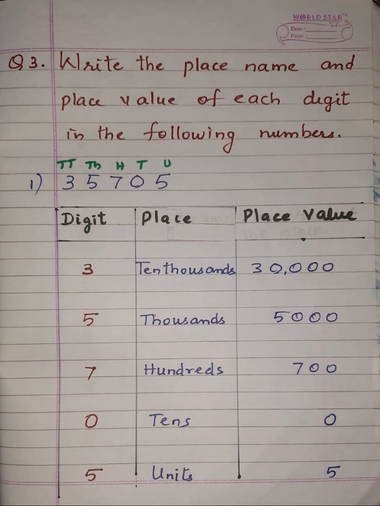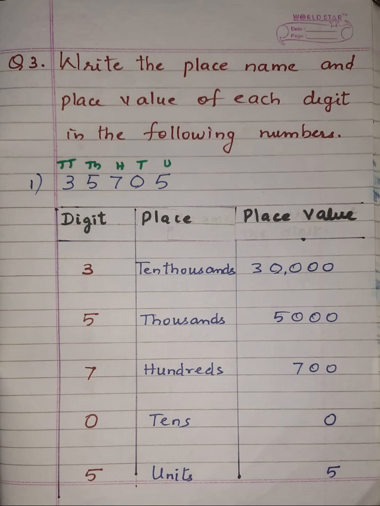Now in the place value column, what will you write? Since 3 is in the 10,000s place, 3 into 10,000 is 30,000. So you will write 30,000 in figures in front of digit 3 in the place value column.